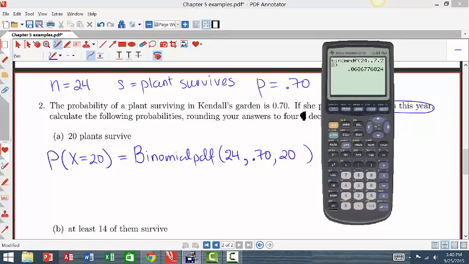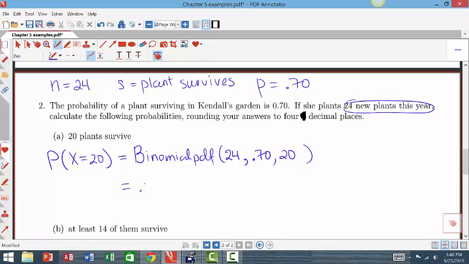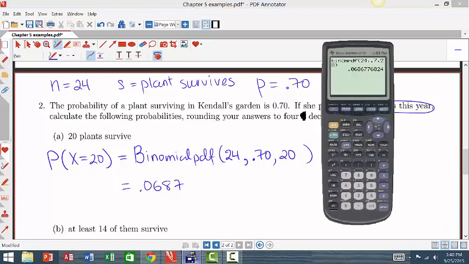Let's press enter. We would like to round this to 4 decimal places, so this is 0.687. This is your chance of getting exactly 20 out of those 24 plants surviving.